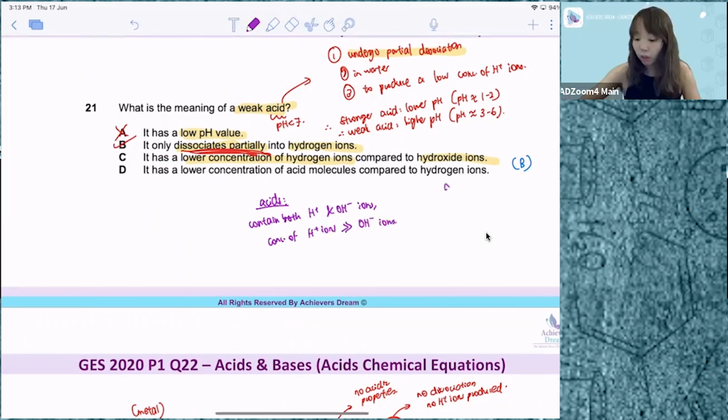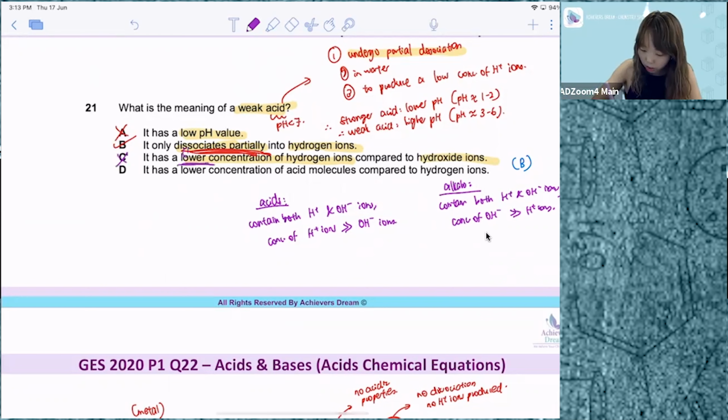Same for alkalis. Alkalis, they contain both H+ and OH-, just that the concentration of OH- is greater than that of your H+ ions. Okay, so it has a lower concentration of H+, this is wrong. The correct term should be it has a higher concentration.